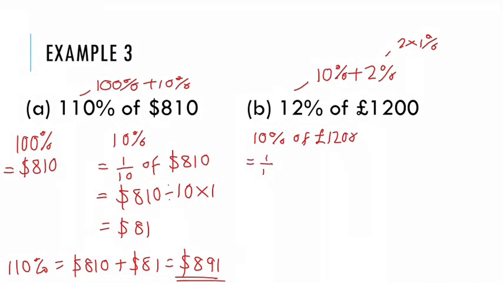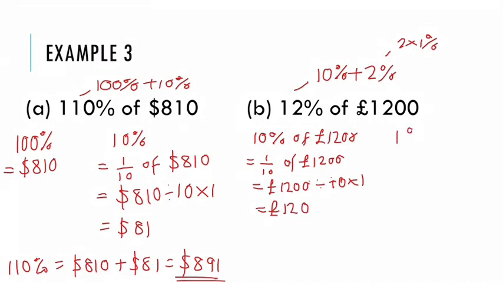10% is 1 over 10 as a fraction. So we divide by the bottom and times by the top, which gives me 120. In order to get 2%, I need to find 1% first. So that is 1 over 100. Divide by the bottom, times by the top.